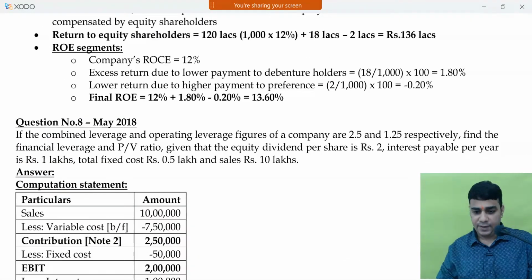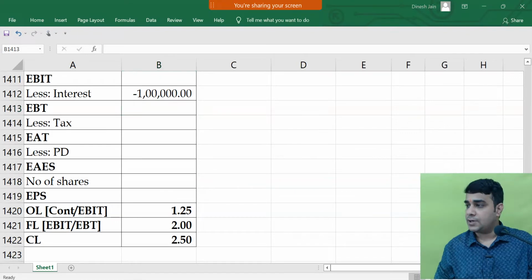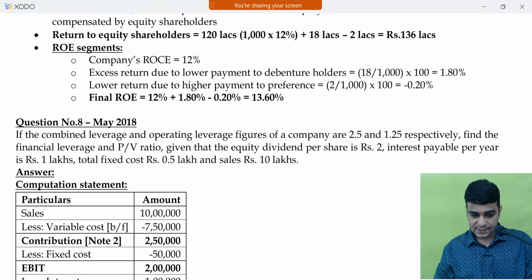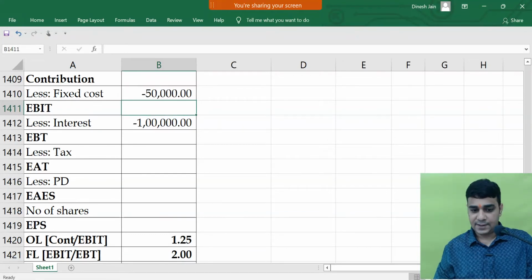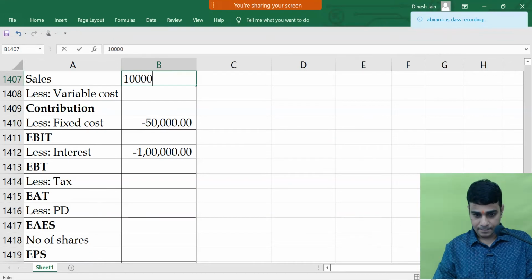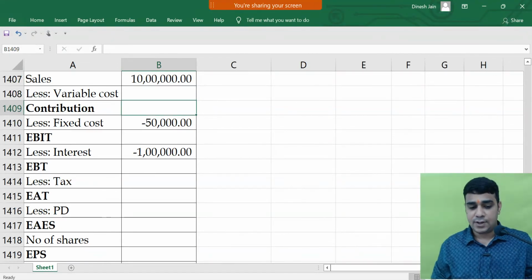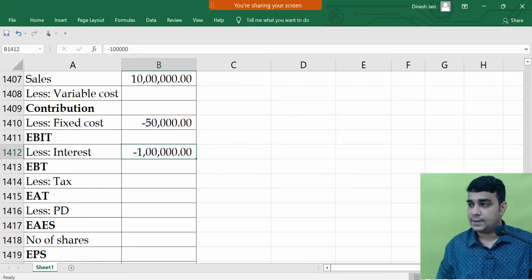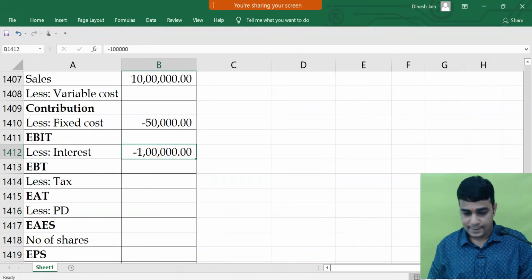Given that equity dividend per share is ₹2, interest is 1 lakh. So I know interest is 1 lakh. This is the information available. Fixed cost is 50,000. Sales is 10 lakh. So sales is 10 lakh, fixed cost is 50,000, and interest is 1 lakh. These are the three terms we have.